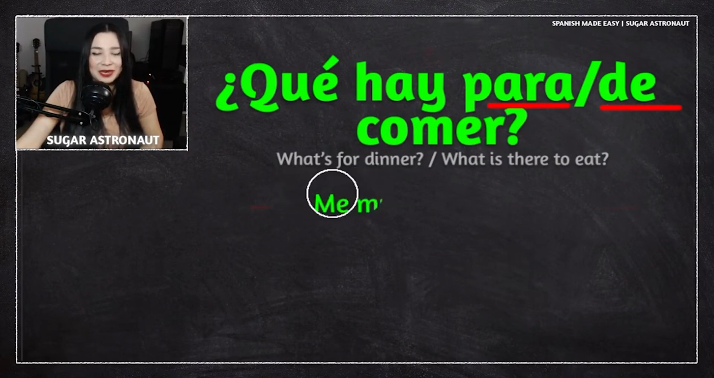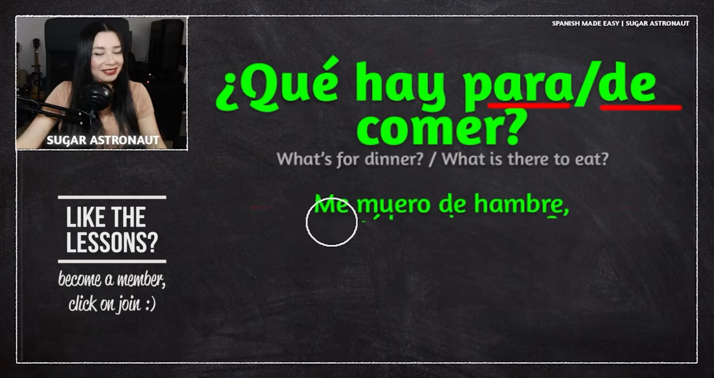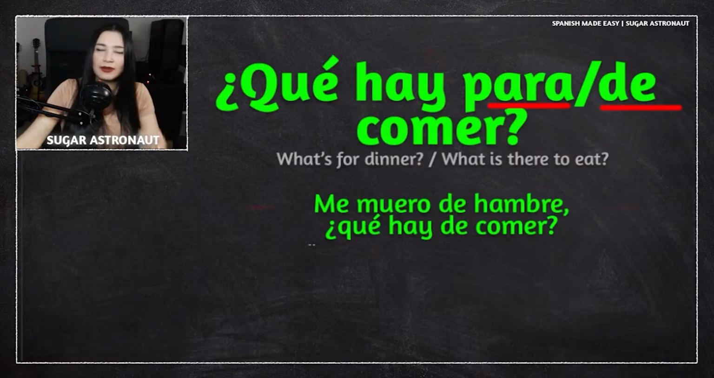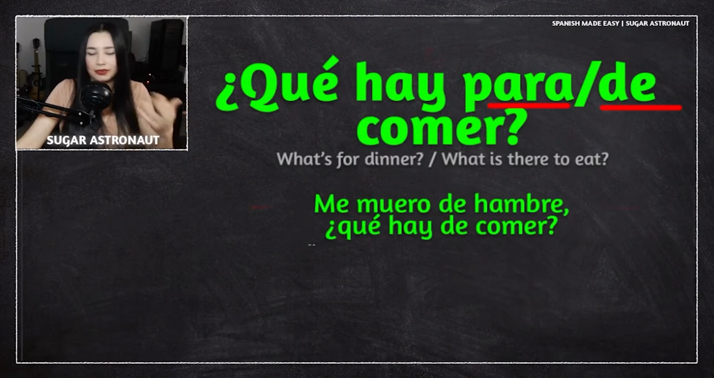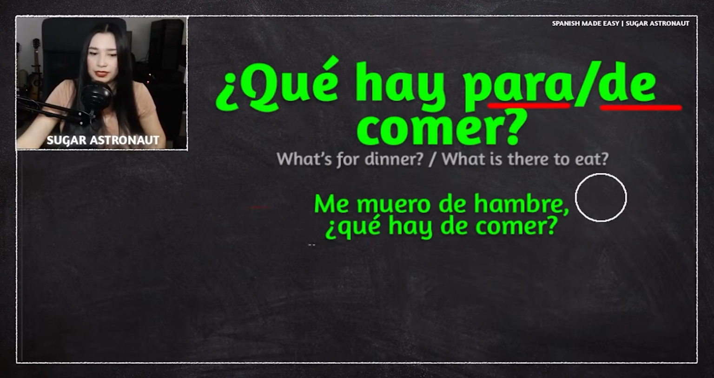Me muero de hambre. Me muero de hambre. Oof, that's a good expression. ¿Qué hay de comer? Me muero de hambre. ¿Qué hay de comer? Okay, so in this situation we used de, not para. But you can also say ¿qué hay para comer? Some Spanish speakers say that. Some Spanish speakers like me, I usually say ¿qué hay de comer? But both words para or de are correct to use in this question.